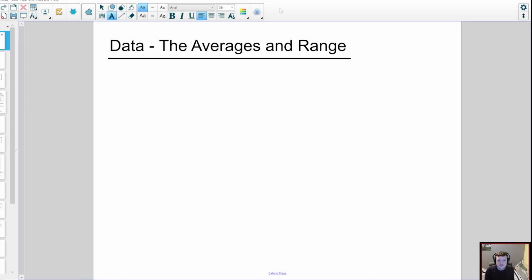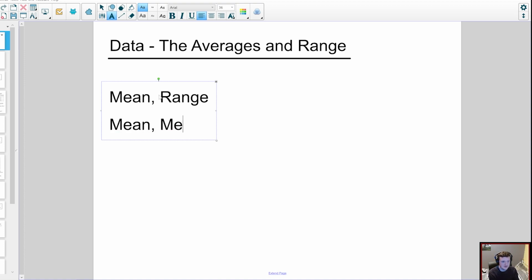Okay, so one of the biggest parts of the syllabus is data. And data is made up of a whole load of different topics, but where I want to start is the averages and range. And so first we need to know the difference between level 1 and level 2. At level 1, if you've taken level 1, you'll know that we deal with the mean and we deal with the range. At level 2, we add some new things to the mix.